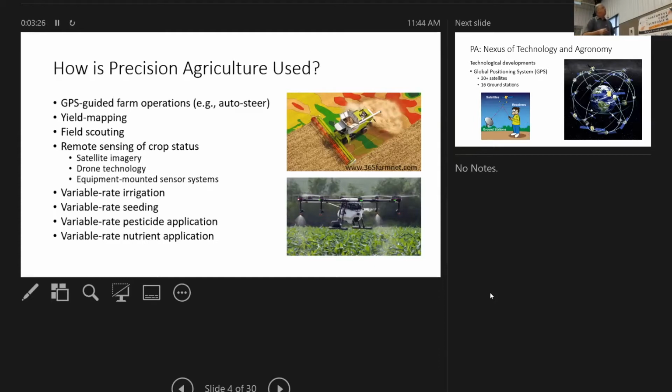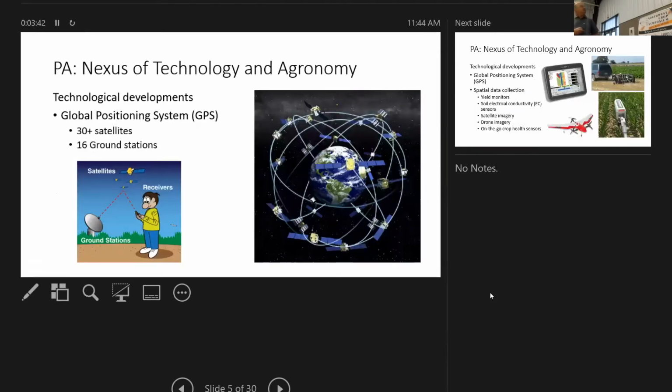Some things here we haven't explored a whole lot. Variable rate seeding is something that has been talked about over the years, but I don't know that anybody's done a whole lot with that. But certainly nutrient application, irrigation, and pesticide application are receiving a lot of interest. So it's been kind of an interesting thing to be involved in. We've been talking about precision farming for 30 years probably.